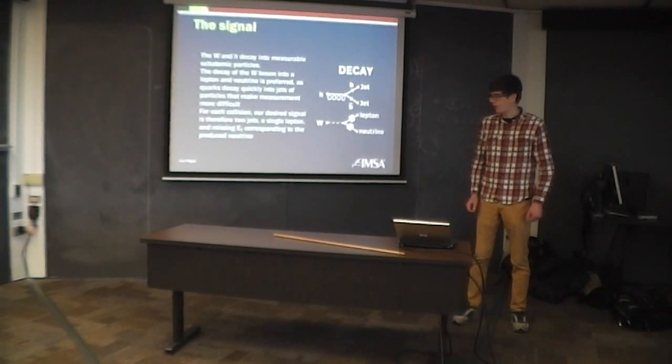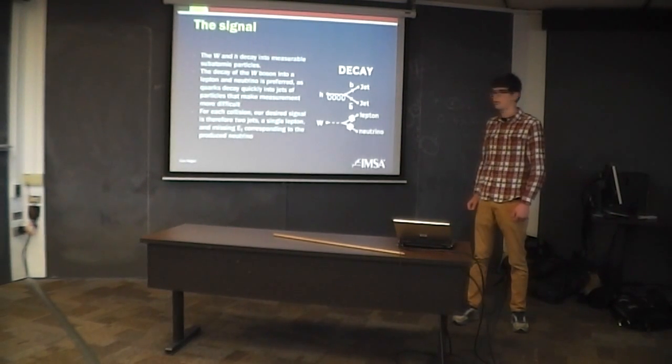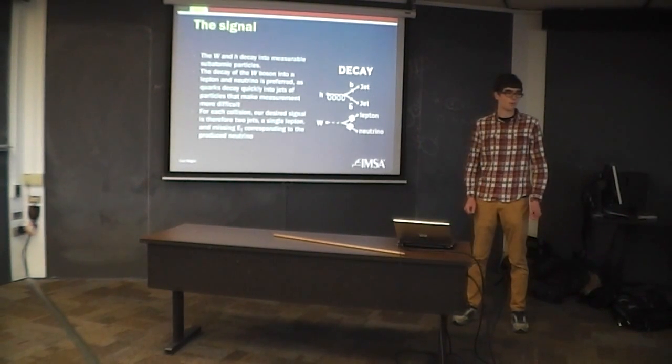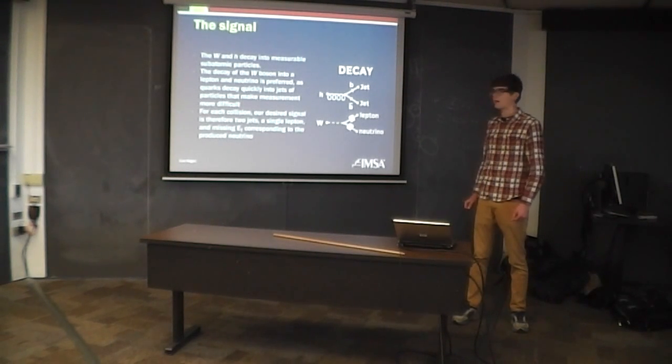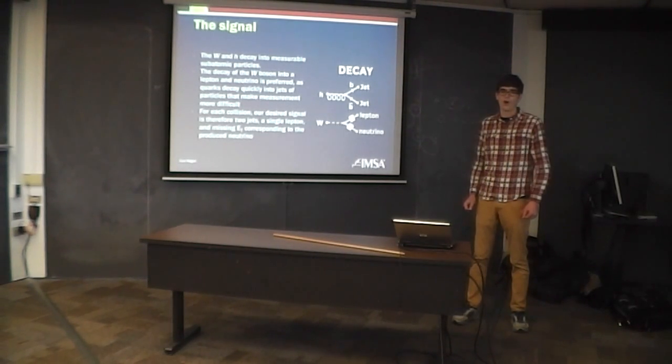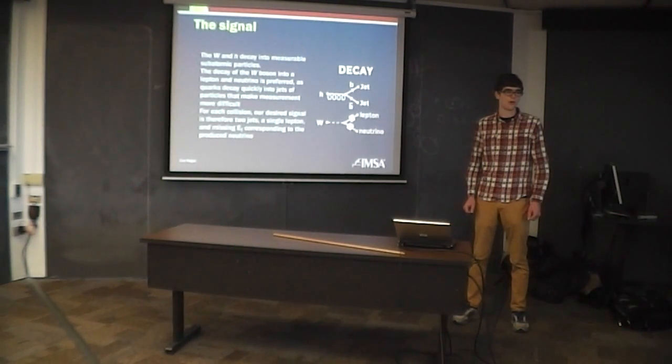So, our little Higgs will decay into a bottom quark, anti-bottom quark pair, which result in jets, and our W boson in our ideal signature decays into a lepton and neutrino. Our ideal signature, therefore, is 2 jets, a lepton and the missing transverse energy corresponding to the produced neutrino.